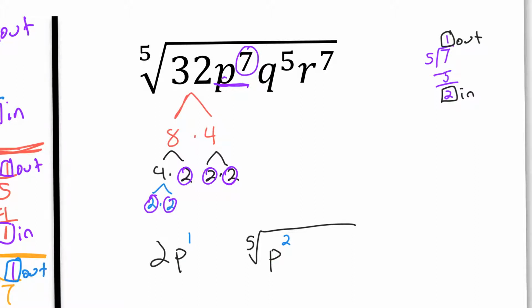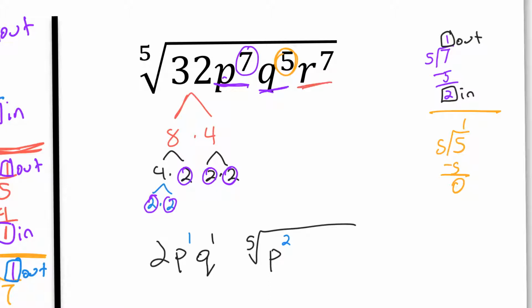And then you go to the q's. So q, the exponent is 5. So I take 5 divided by 5, so that's 1. So the remainder is 0. That means you don't have q's inside, but you will have a q with the first power outside.